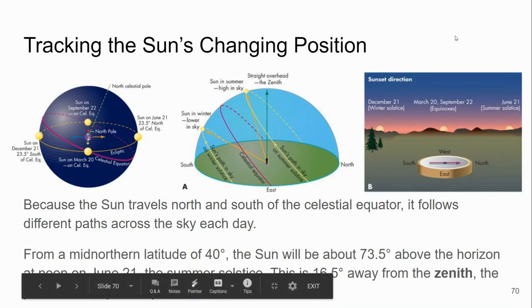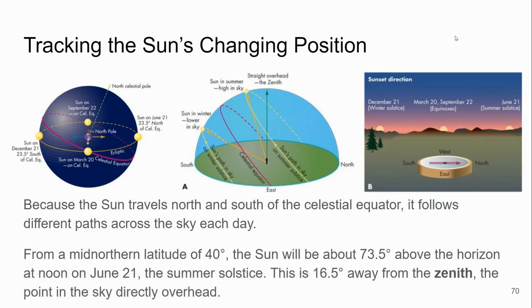So, tracking the sun's changing position. Because the sun travels north and south of the celestial equator, it follows different paths across the sky each day. We started our story on June 21st, the summer solstice, where the sun is most north in the sky. This is the sun at sunset. On this day the sun rises not due east, but most north of east, so it rises in the northeast.